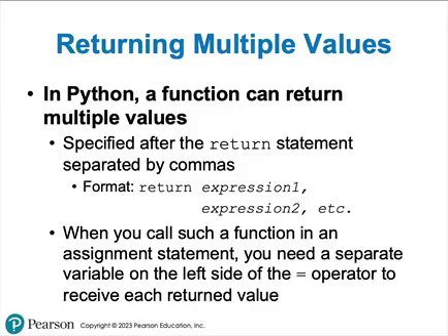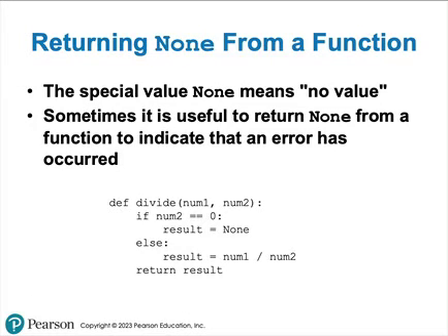As I've alluded to several times, a function can return multiple values. The way you do that is have the return keyword, but then have a comma separated list of values that you want to return. If you're assigning those values to variables, you need to have the same number of values separated by commas on the left hand side of the assignment statement.